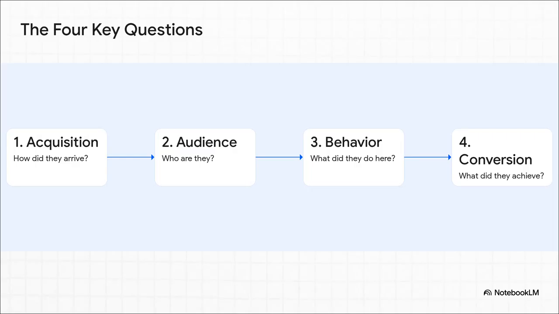This whole journey really boils down to 4 key questions. Think of them as the 4 main chapters of the story. First, acquisition. How did people even get here? Second, audience. Who are these people? Third, behavior. What did they do once they arrived? And finally, conversion. Did they accomplish the goal? If you can answer these 4, you're well on your way.